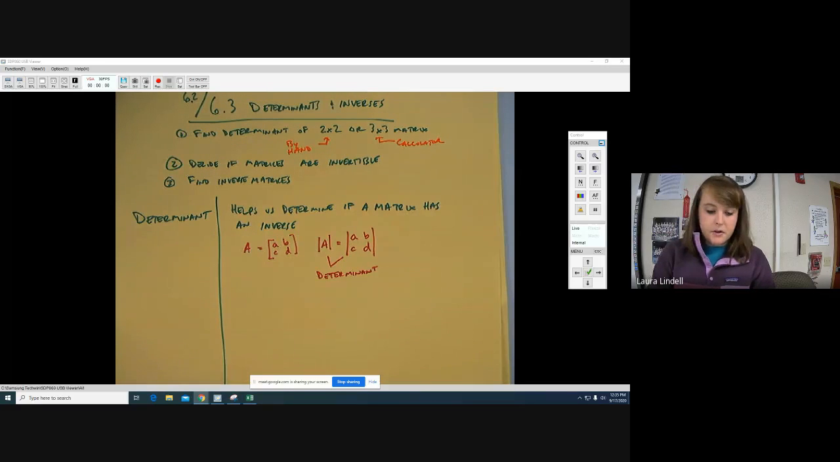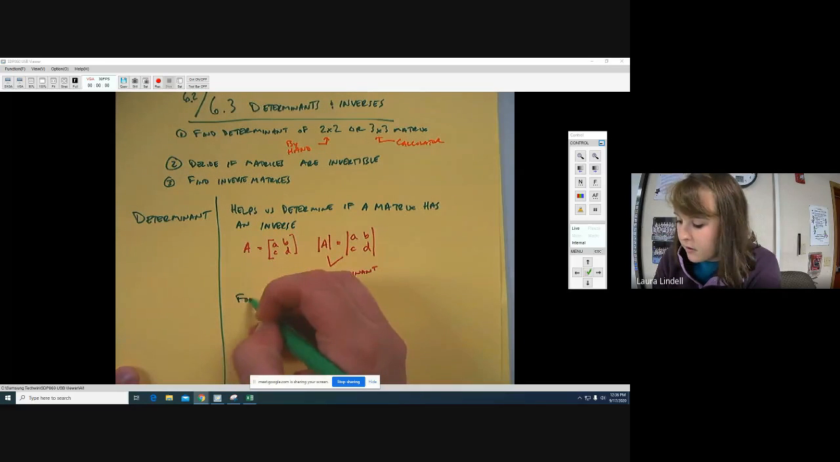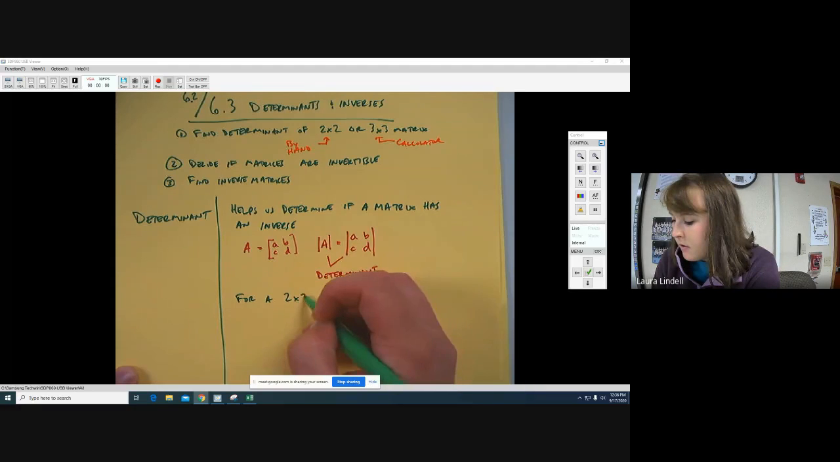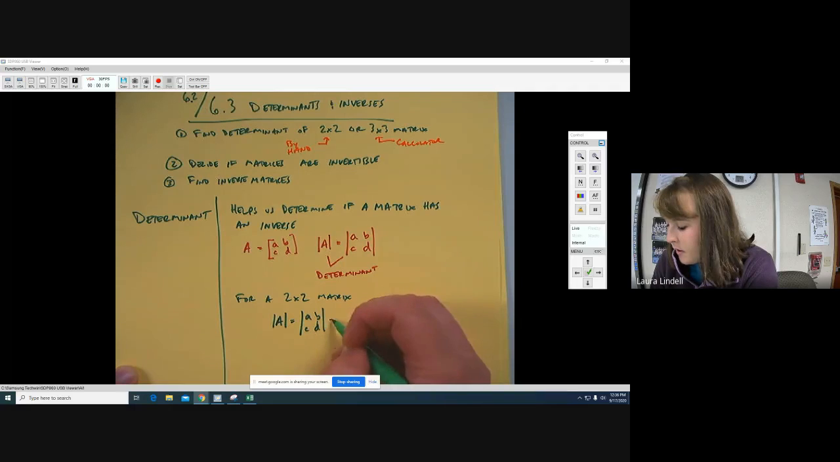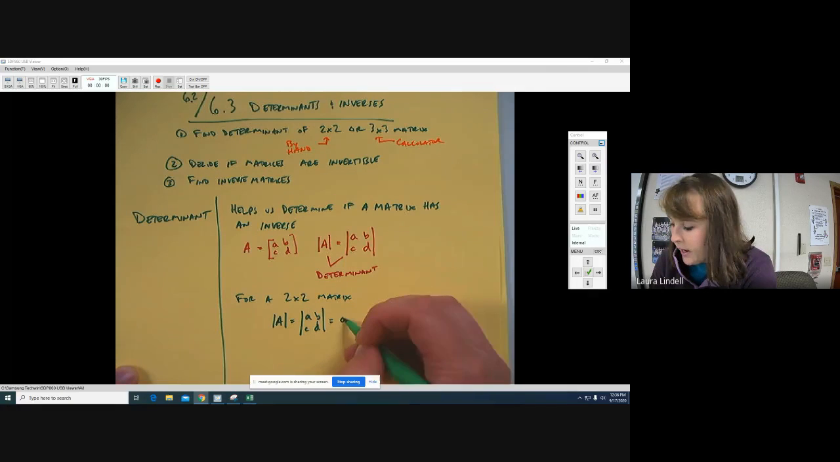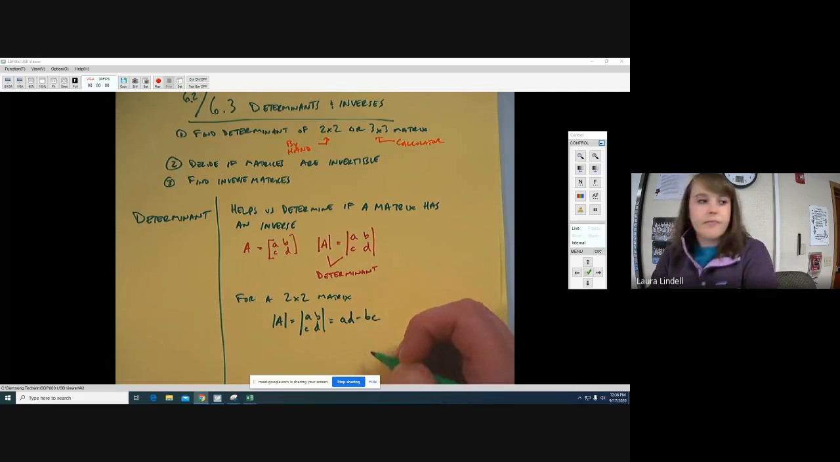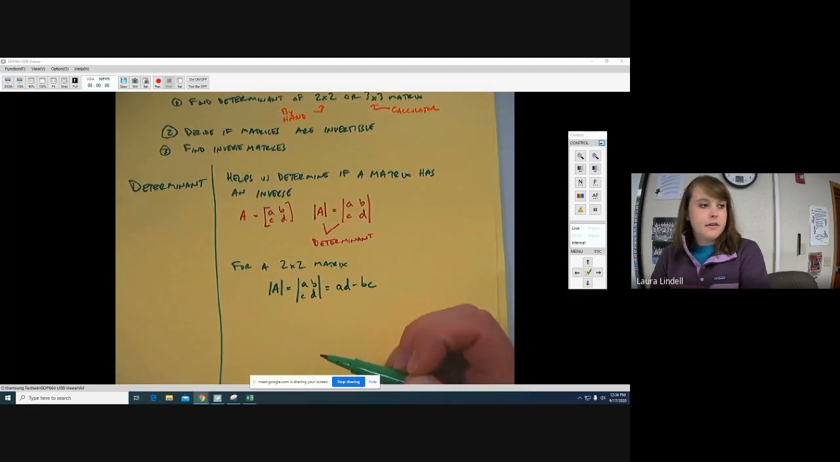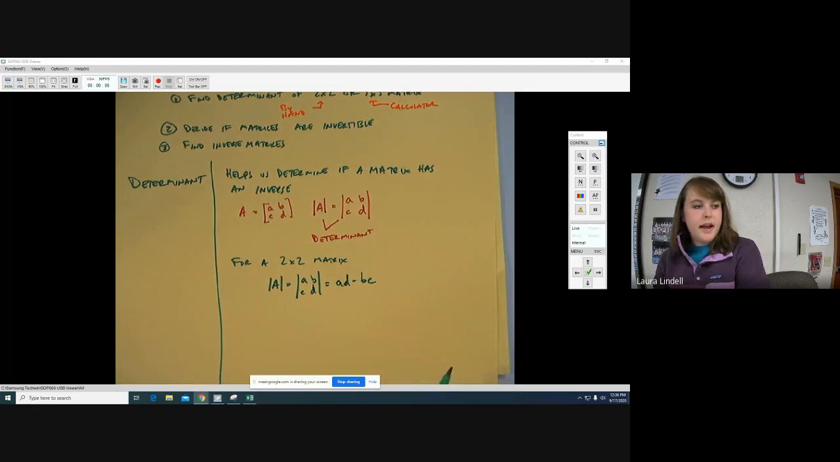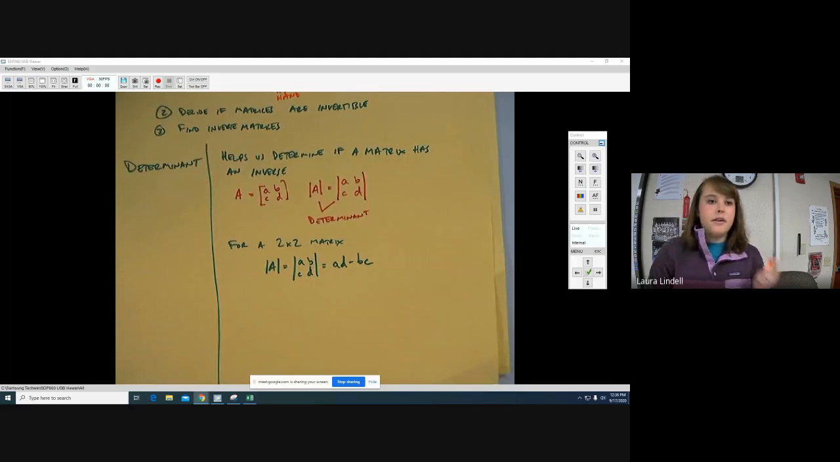And so for a 2x2, the determinant of matrix A is equal to A times D minus B times C. So basically you multiply on the diagonals and subtract. And you're going to get one single number. You're not going to get a matrix back out of this. You just get a constant.